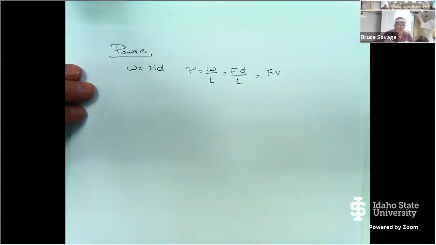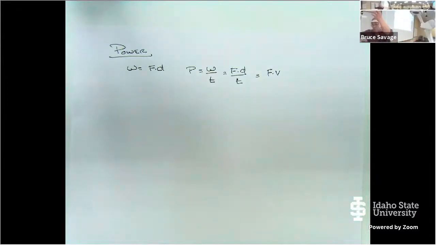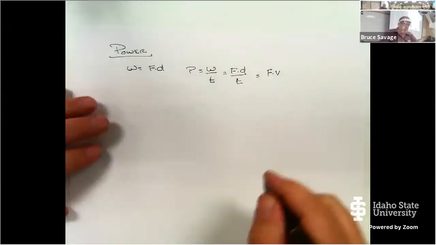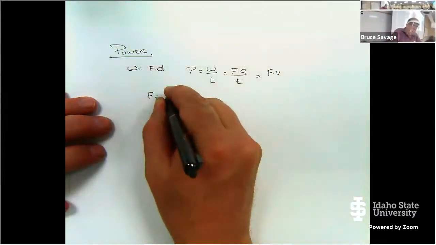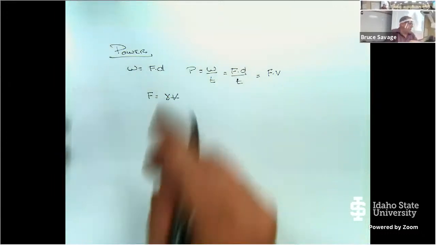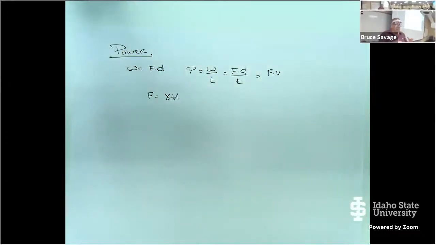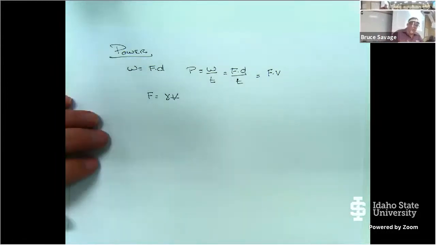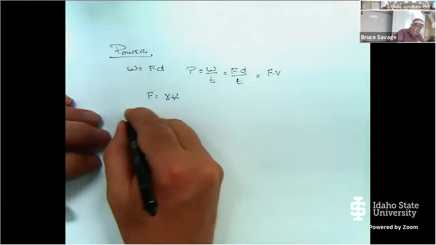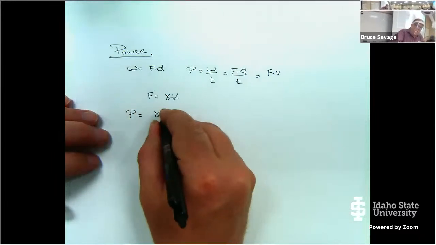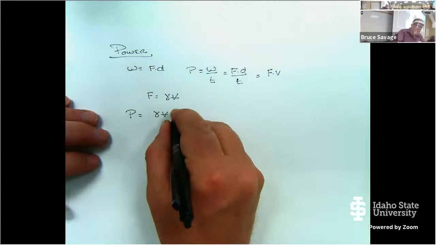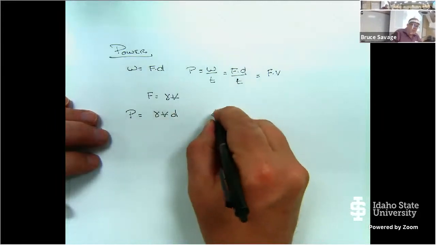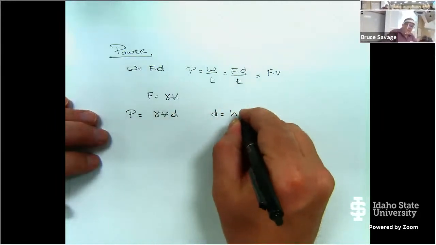We want to look at what the force is. Well, in a pump, what we're doing is lifting the water up in the air, and so the force is the weight. So force is simply gamma times the volume. This is the total weight of the fluid that we're trying to lift. Now if we bring this back in the picture, we can say that power is equal to gamma times the volume times the distance, and we're going to let the distance equal the height, h.